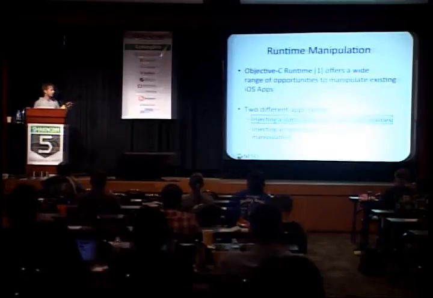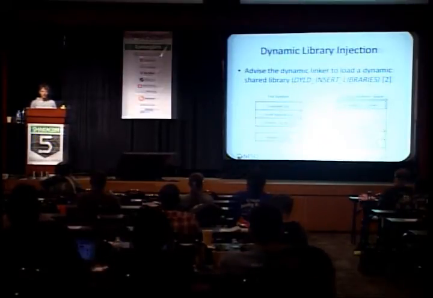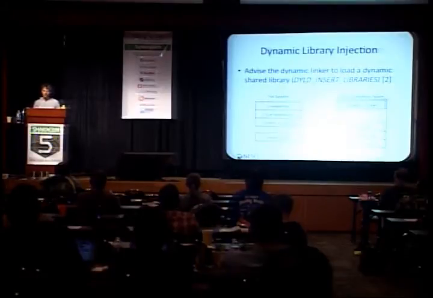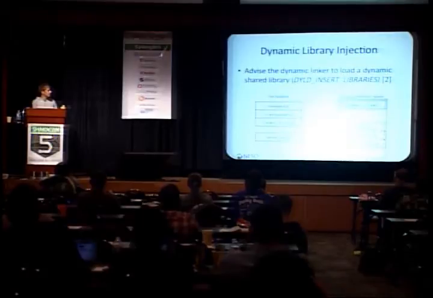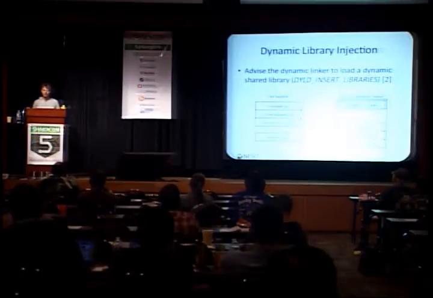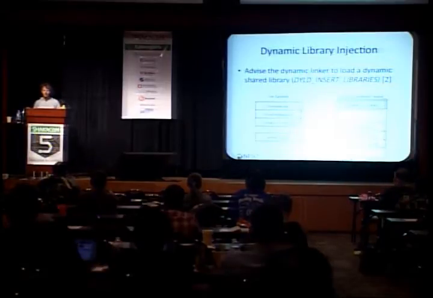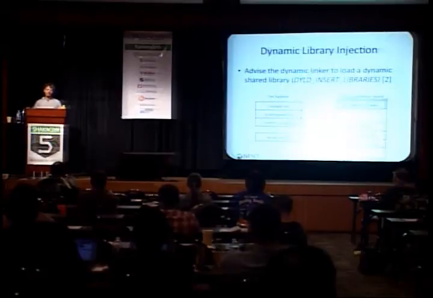Let's have a look at the first one first, to inject a static library. To inject additional code from a debugging library we have developed, we make use of the environment variable insert libraries. This variable advises the dynamic linker, which is a component of the operating system, to load an additional dynamic shared library into the iOS app address space at startup. So this is the first step. Just add additional code, like this.